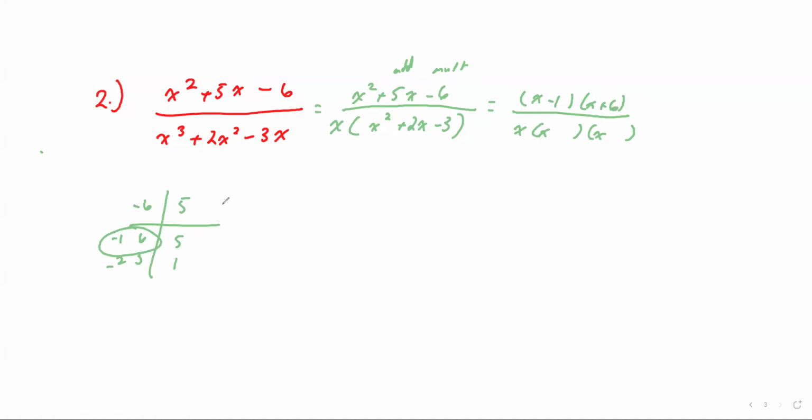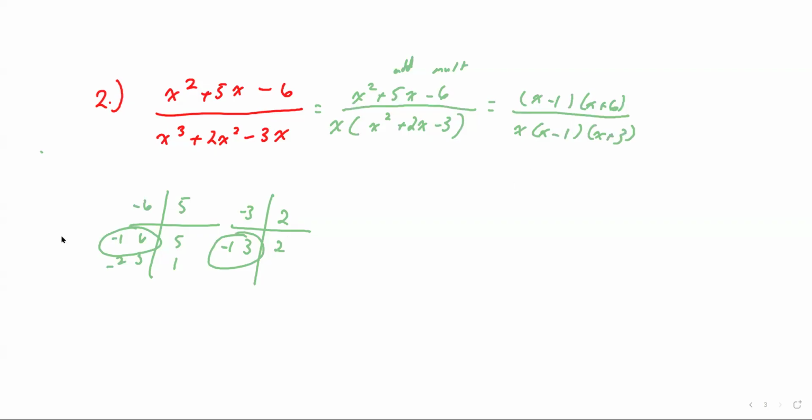The next one, I need to multiply to negative 3 and add to 2. So that's going to be 1 and 3. I multiplied to a negative, so adding to a positive, that tells me the smaller one's going to be negative, which gives me 2. So I see that negative 1 and positive 3.